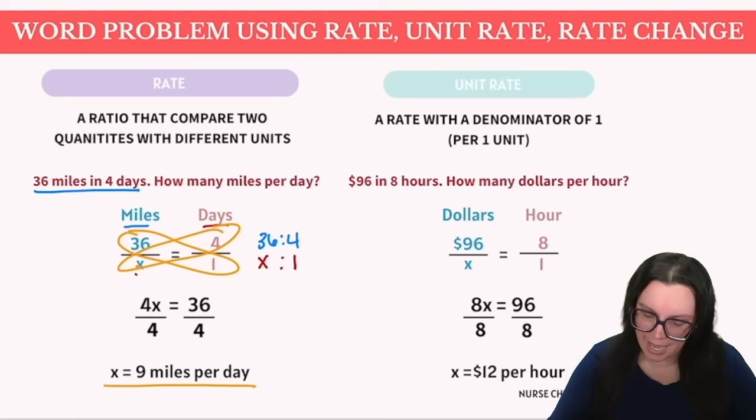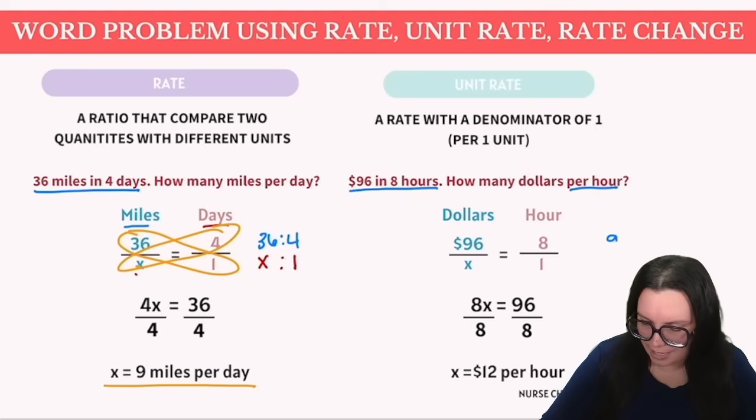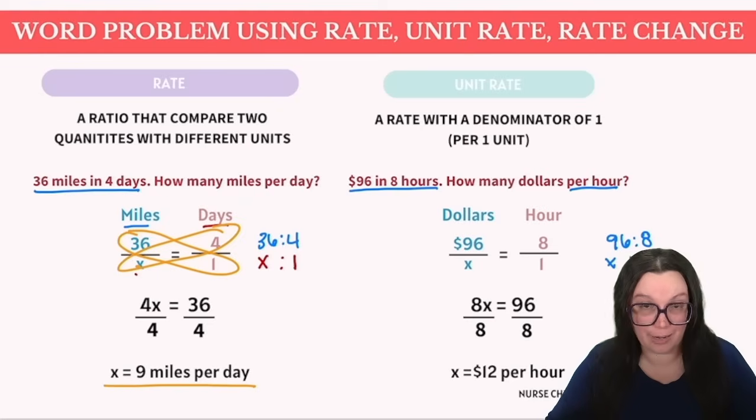Next up, we have unit rates, and when we're usually talking about unit rate, we're talking about money. So in this case, we have $96 in 8 hours. How many dollars per hour? So we know we get $96 in 8 hours. Now we've got to figure out in each hour, how much money am I getting?